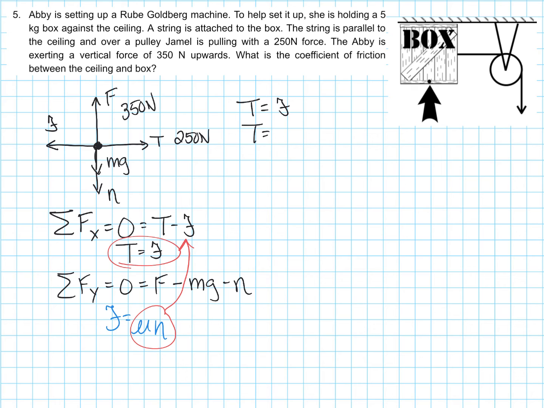So T is equal to mu times eta. Great, but I don't have eta. But I did write an equation for eta right here. So if I rearrange that, I'll write that down here at the bottom. I know that eta is equal to the force applied minus mg. So all I did was move eta to the other side. So up here where it says eta, I know that tension is equal to mu times the force applied minus mg.